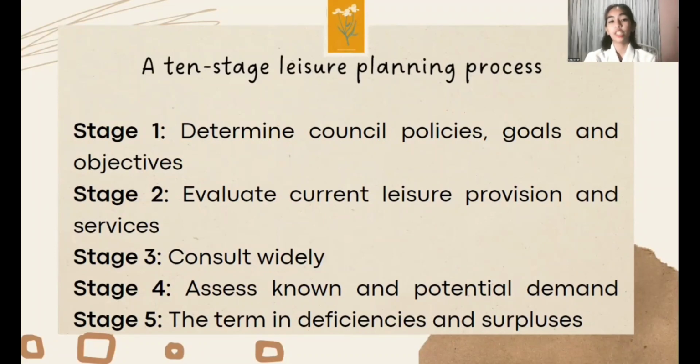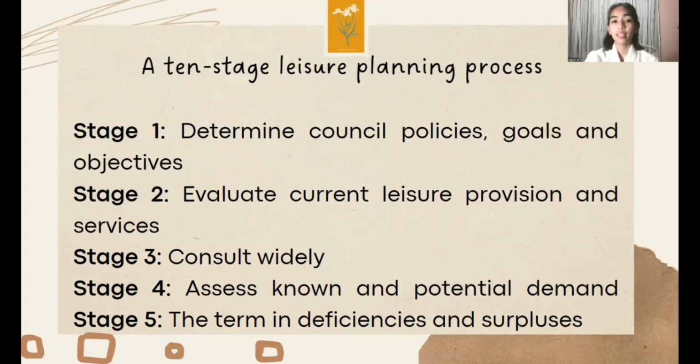Stage 2. Evaluate current leisure provisions and services. This identifies the type, range, and ownership of facilities, whether public, voluntary, or commercial. It also evaluates effectiveness, efficiency, usage, and management. It determines the level of demand and spare capacity. Stage 3. Consult widely. This stage provides the opportunity to find out whether what is to be provided and how it is delivered are appropriate for those it is intended to serve. Consultation is needed with local residents, workers, and organizations. A range of techniques should be used.